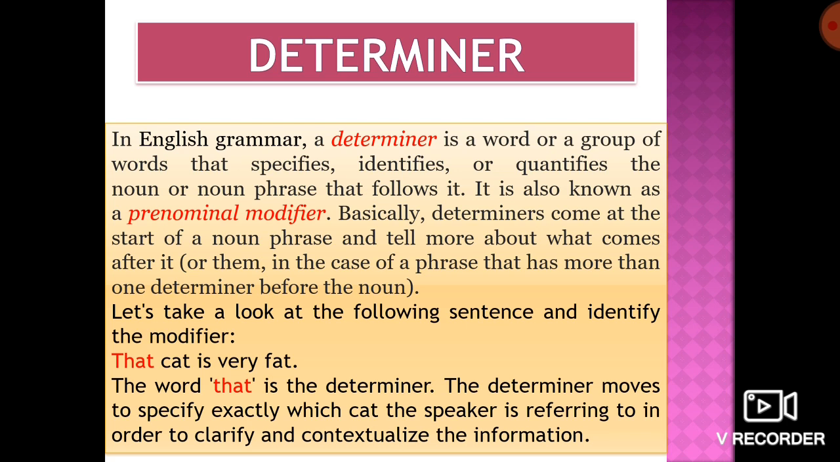Let's take a look at the following sentence and identify the modifier. The sentence is, that cat is very fat. Here, the word that is a determiner. The determiner moves to specify exactly which cat the speaker is referring to in order to clarify or contextualize the information. In simple words, we can say that is a determiner because it has come just before cat, which is a noun. That's why it is modifying or specifying noun, which is cat.